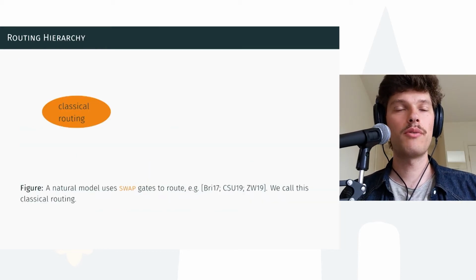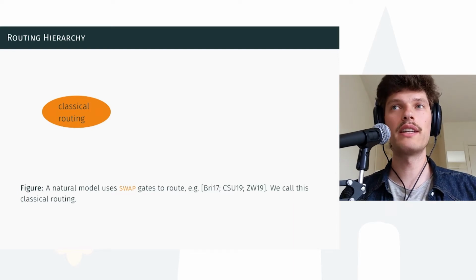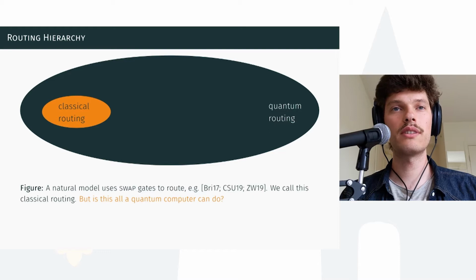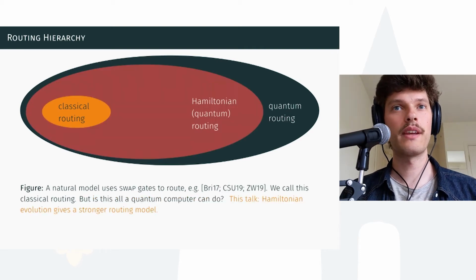A natural way to implement routing is to use swap gates. Many papers do this, and this might even be assumed to be the only way to do things. But here we call this classical routing. Now the question is, is this really all a quantum computer can do? Is classical routing equivalent to quantum routing? In this talk, we will show that if we allow generic Hamiltonian evolutions, then Hamiltonian quantum routing is actually faster, or a stronger routing model, than classical routing.